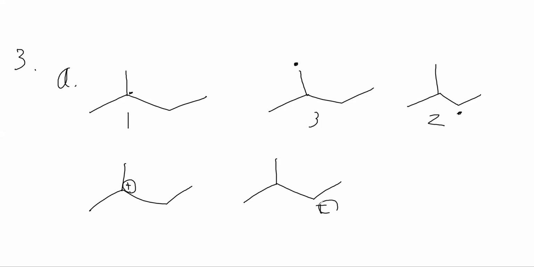So like if we're comparing this cation on the left to this cation on the right, this cation is tertiary and this one is secondary. So the tertiary one is more stable than the secondary one because it has more substituents. And the radicals follow the same pattern. The more substituents it has, the more stable it is. So a tertiary radical is more stable than a secondary radical, which is more stable than a primary radical. That's why the order is 1, 3, 2, like this.